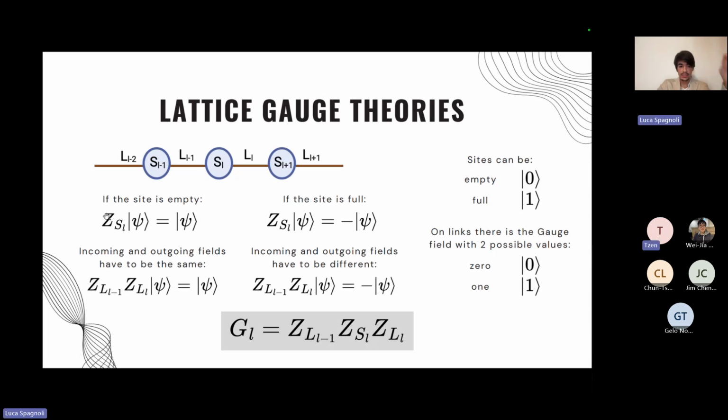Z_L is a Z operator acting on the qubit representing this site L. These two operators act on the two qubits representing the link L minus one and the link L. In general, this operator is a weight three operator because it acts on three qubits: the link before the site, the site, and the link after.